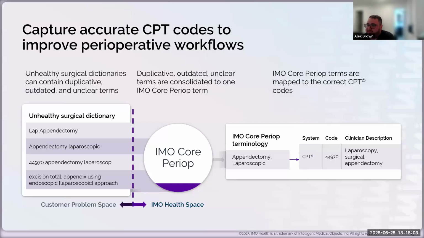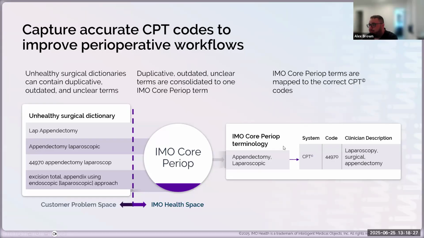What IMO Core Periop really is, it's a database of surgical procedures, all of which are mapped to the appropriate codes. The way that this product works is that we work with organizations to take their existing surgical procedures. And we take every single way that you have clinically laid out those procedures inside of that dictionary, and we match those over to corresponding IMO Core Periop terms.